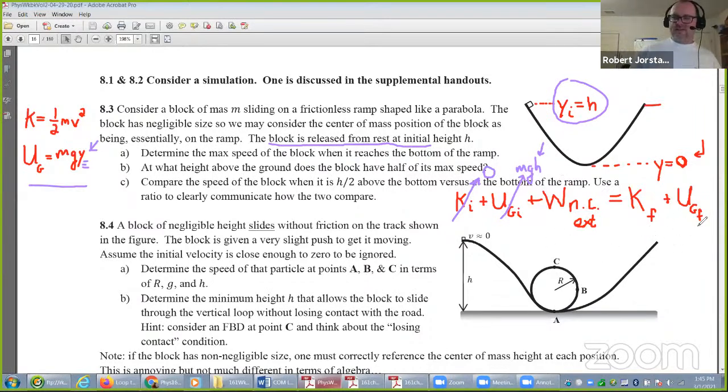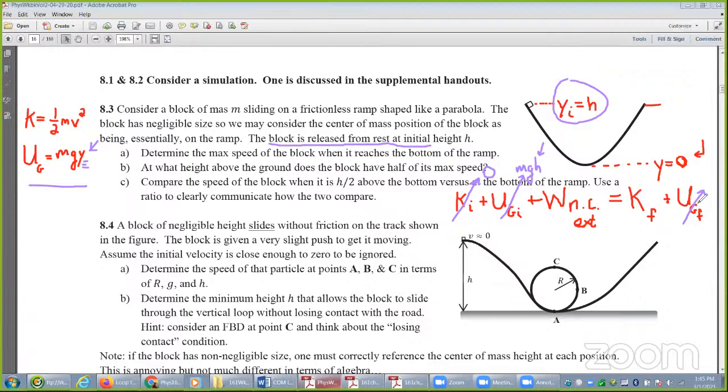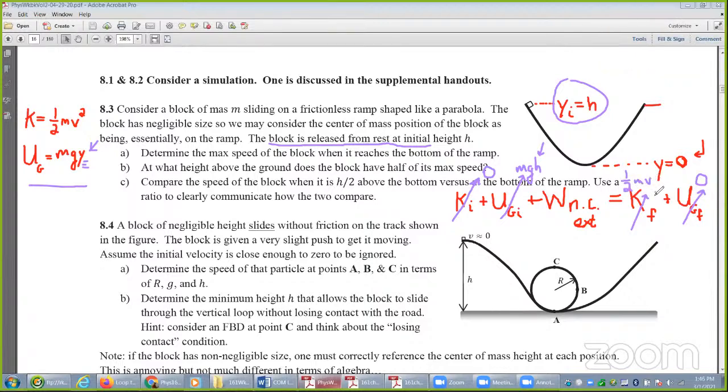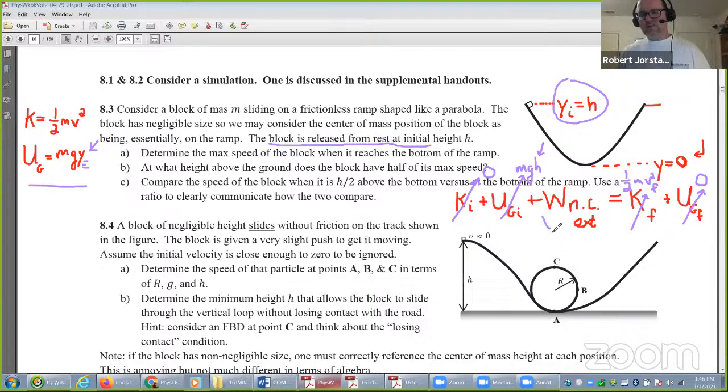All right. What's the final gravitational energy? What's your final height when the block slides to the bottom? 0. So that one's 0. And then what's the equation for the final kinetic energy? 1/2 mv final. Yep, v final. Now, this is always the thing that you run into trouble with. So let's check. Do we have any friction? No friction. Sweet. So there's no work done by friction.